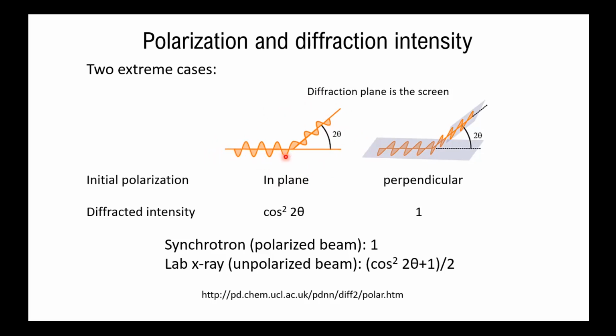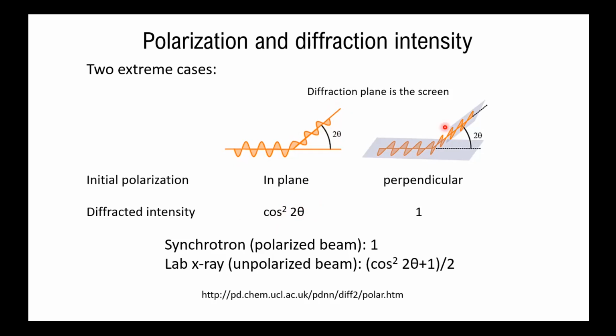If the incoming X-ray is in plane with the diffraction plane, it will have this kind of relationship. And this vector simply has the cosine 2 theta relationship with the original one. And because the intensity is the square of the amplitude, that's why there's a cosine 2 theta squared relationship if we're talking about this case.